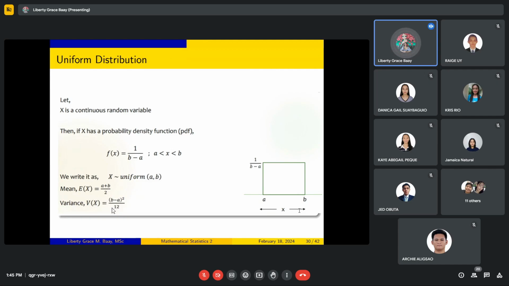You don't need to derive this. Like earlier, for each distribution, the mean and variance are given. So the mean is a plus b divided by 2, and for the variance, we have b minus a squared divided by 12.